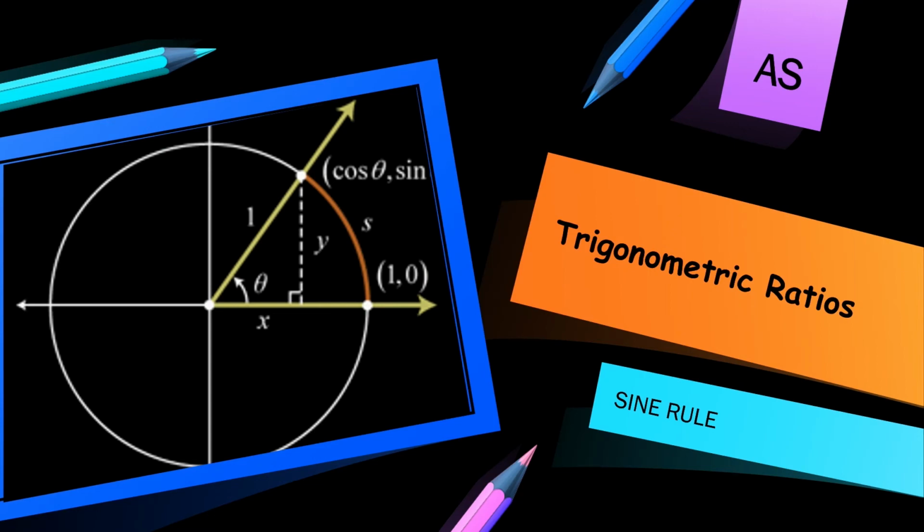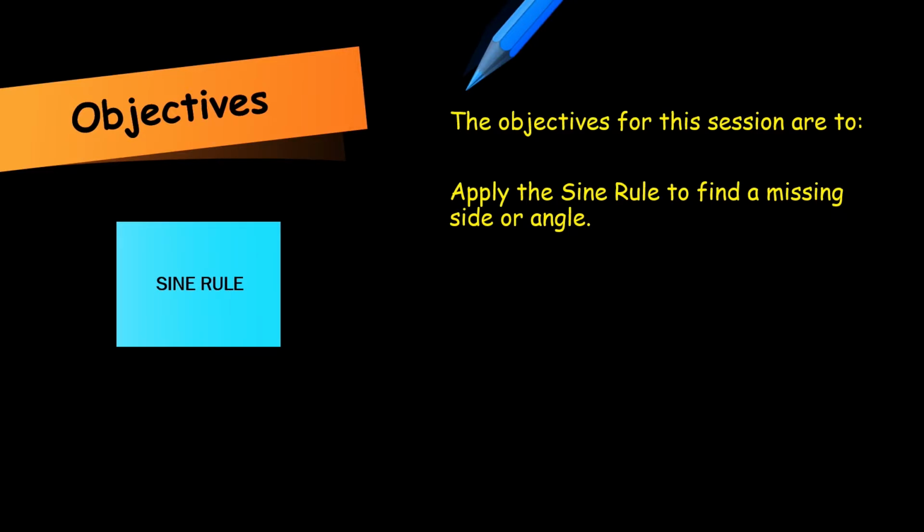Welcome to the session on trigonometric ratios, the sine rule. The objectives for this session are to apply the sine rule to find a missing side or angle.